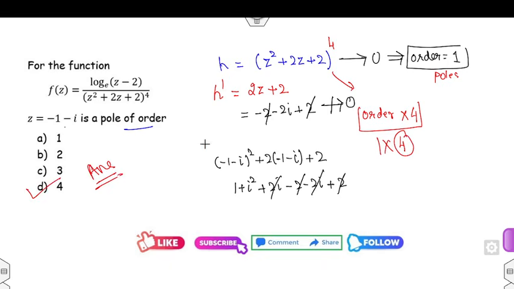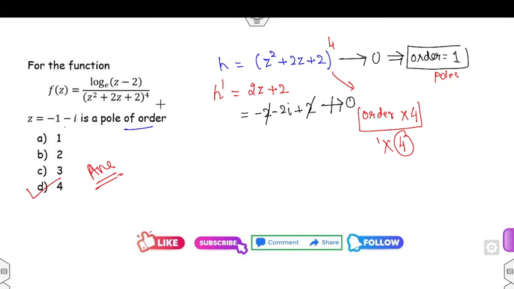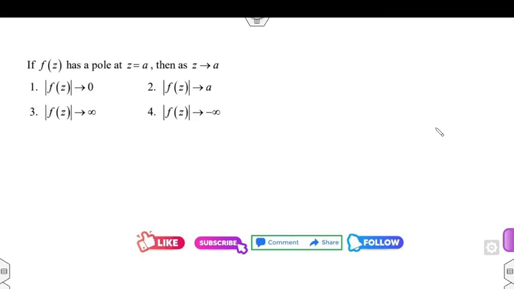There is one more method. Instead of considering the power 4 separately, you can think about this as h, then find h dash, h double dash. That will take a slightly lengthier method. So that's why I always suggested you this one. If f is a pole at z equal to a, then what is the value of this? If it is a pole, then it goes to infinity. Then only it has a pole.